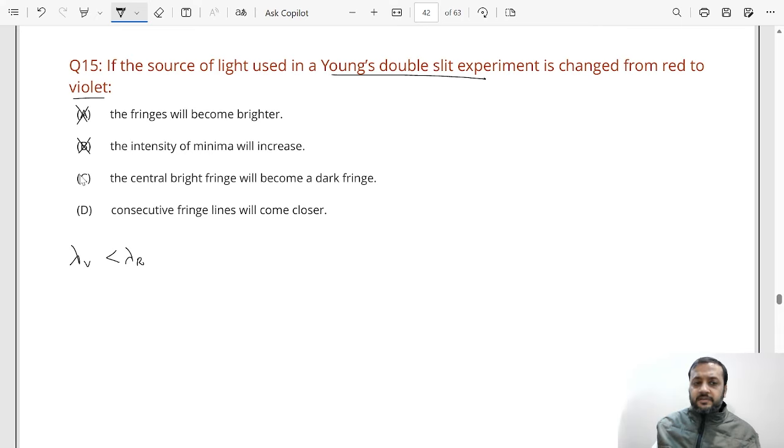Central bright fringe will become dark fringe, again not. Central will be still maxima, because path difference will be still 0 at the center. Consecutive bright fringes will come closer. This is right. Why? Because if you remember, what is beta?